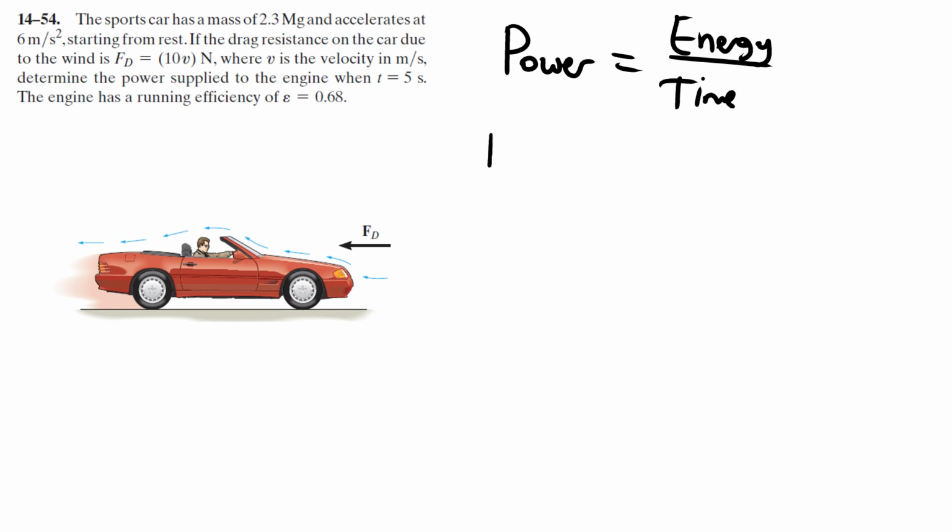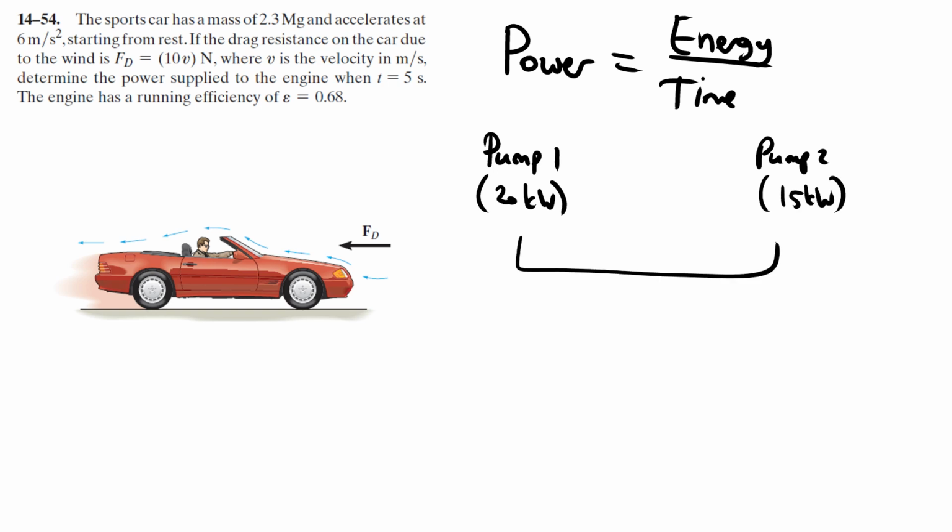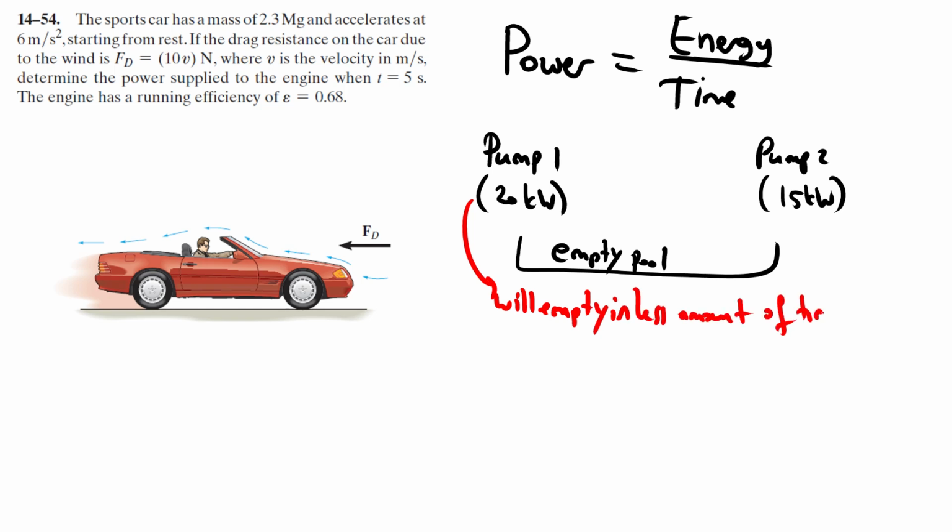So let me give you one example. Say that you have pump 1 and pump 2. Pump 1 is, let's say, 20 kilowatts and pump 2 is 15 kilowatts, and you are trying to empty a pool. Pump 2's power is less than pump 1's, so pump 1 will empty it faster, in less amount of time. Okay, that's what we mean by the power being a time concept.